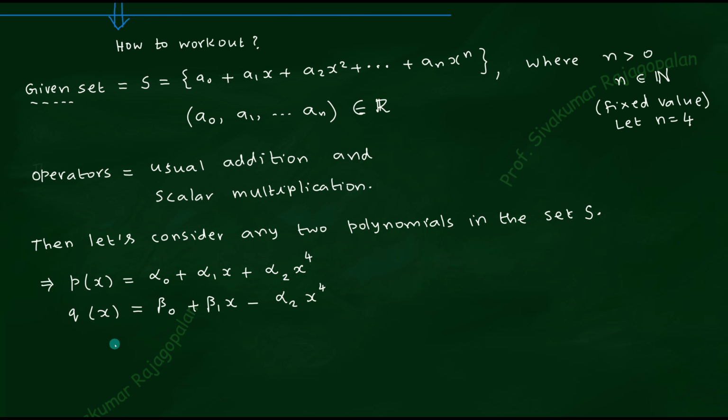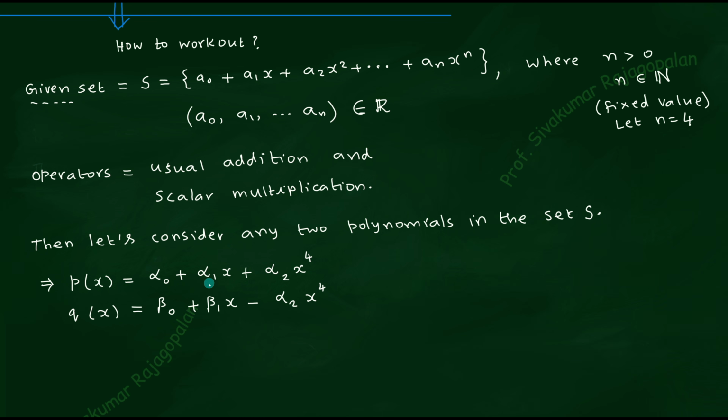You will now ask the question, how did you get the idea that q of x should have a minus alpha 2 into x to the power 4? So that is where the interesting thing is. Otherwise, we are tempted to take plus and then some number like beta 3 x to the power 4. Why did we choose like this? It is based on our original question. What is the original question? That we want to prove that this is not a vector space.